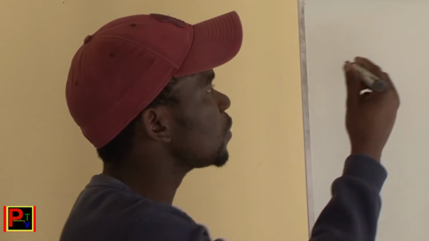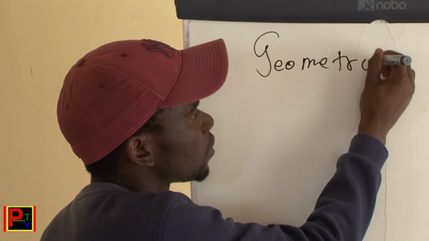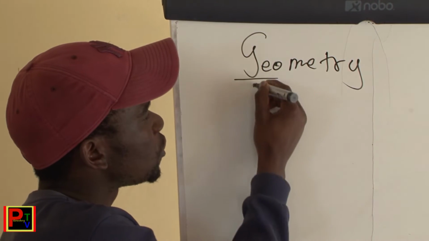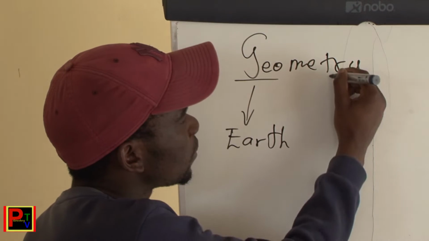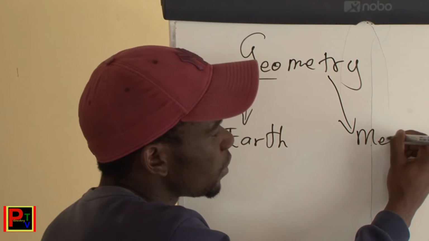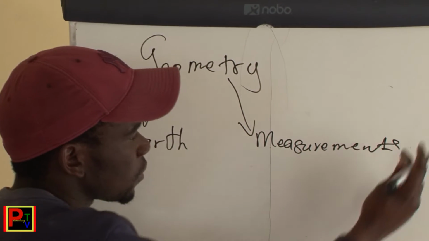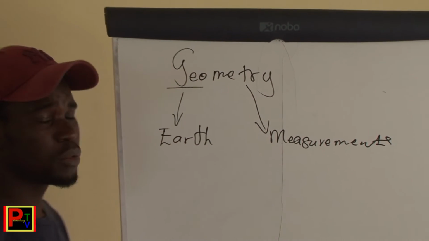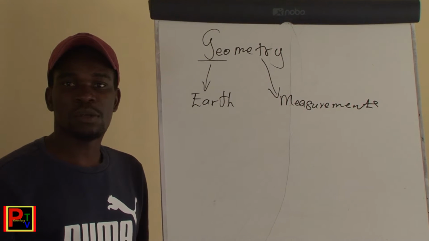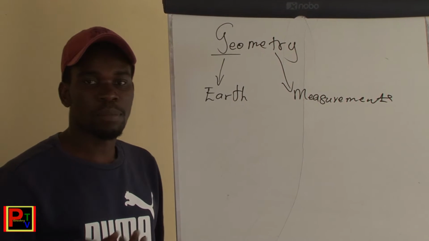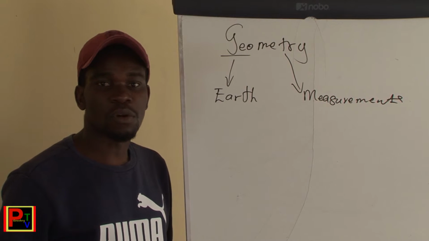So from the word geometry, the geo simply means the earth, the metry simply means measurement. Now, it simply means geometry is all about measurement. So it focuses mostly on the point, the plane, the shapes, and any figure that you can think of.